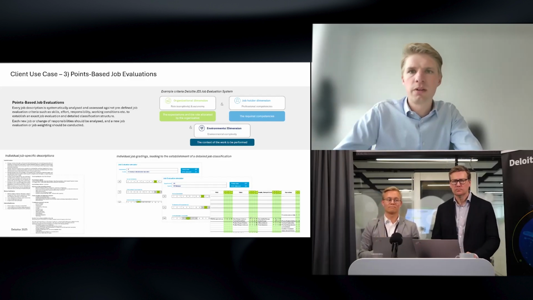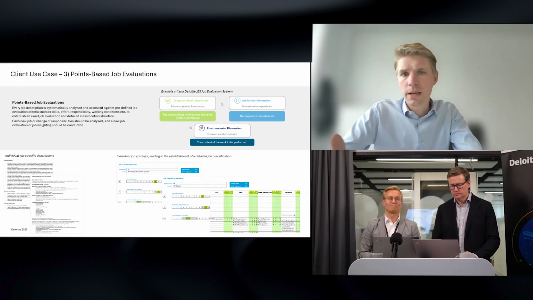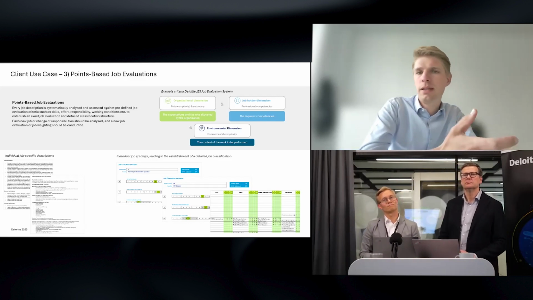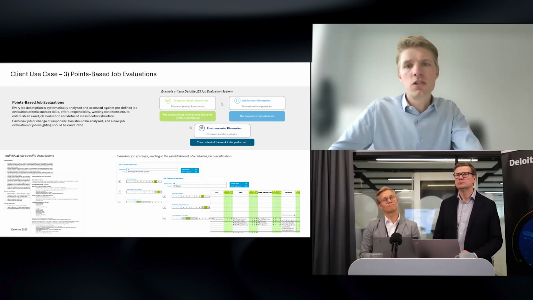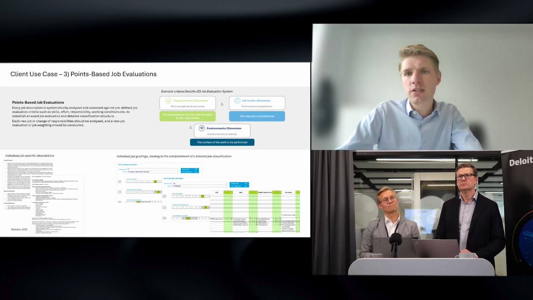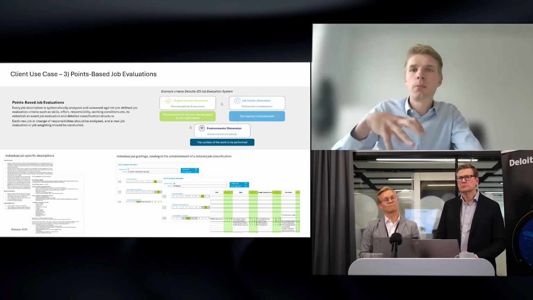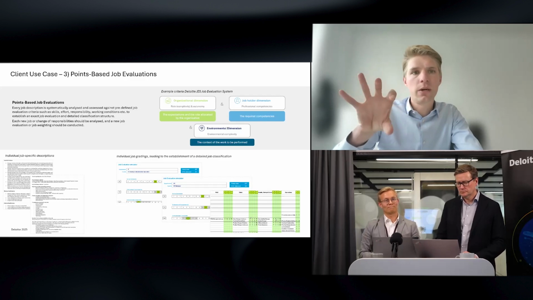For example, our job evaluation system looks at the organizational dimension, what is the role complexity and autonomy, the job holder dimension, what are the professional competencies and skills they need to have, and then also the environmental complexity in which a job is navigating. If it's only an in-house job, that's less complex, and it also needs to have external exposure and the context of the work that needs to be performed. So that is, for example, within the job evaluation system, the 3 criteria.